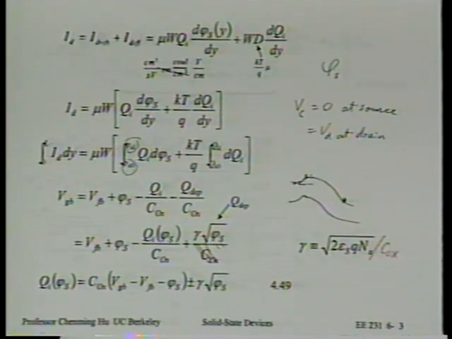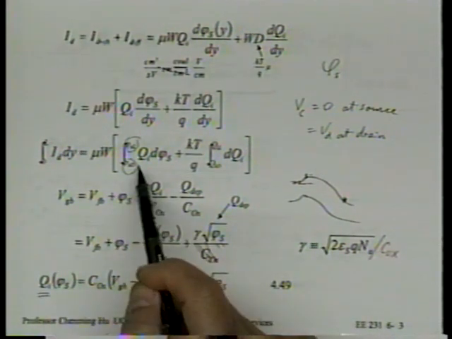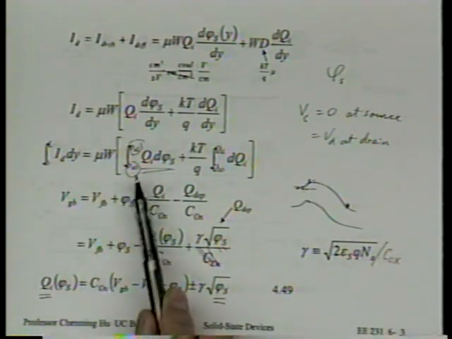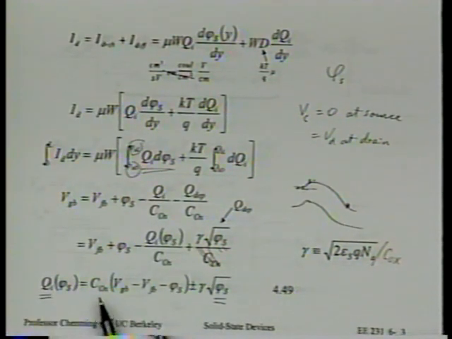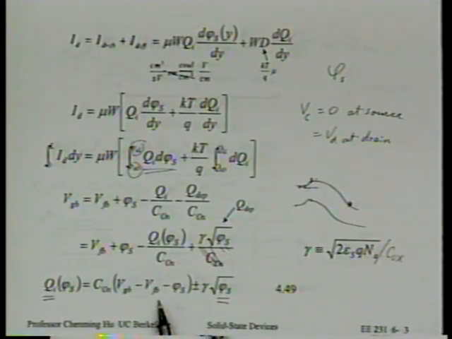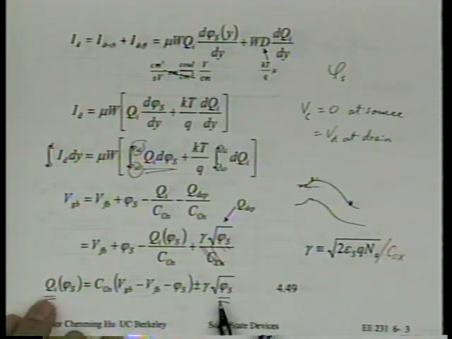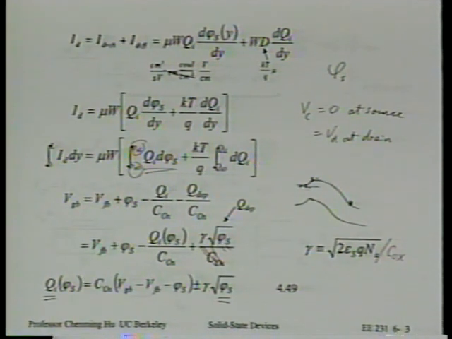So this is the expression of Qi as a function of phi s, which is what we needed to carry out this integral. To carry out this integration, we needed Qi as a function of phi s, and we got it. You see here, VGB is known, right? VFB is constant, doesn't change with y, doesn't change with phi s. Phi s is phi s, square root phi s. So we're going to substitute this expression for Qi in the integral and then carry out the integration. It's kind of easy, right?